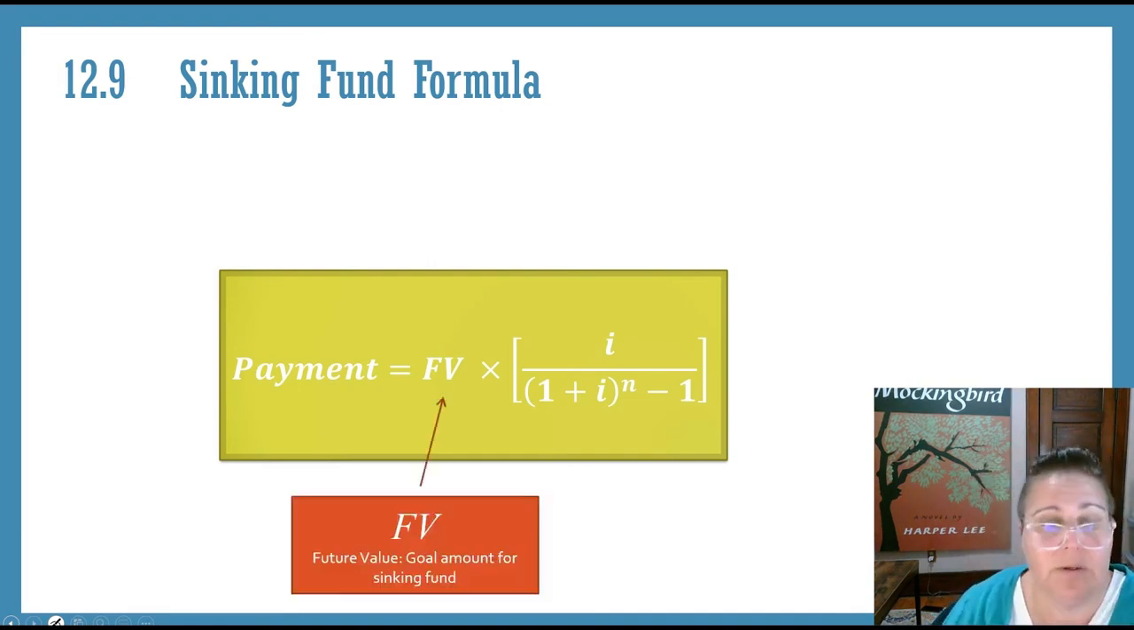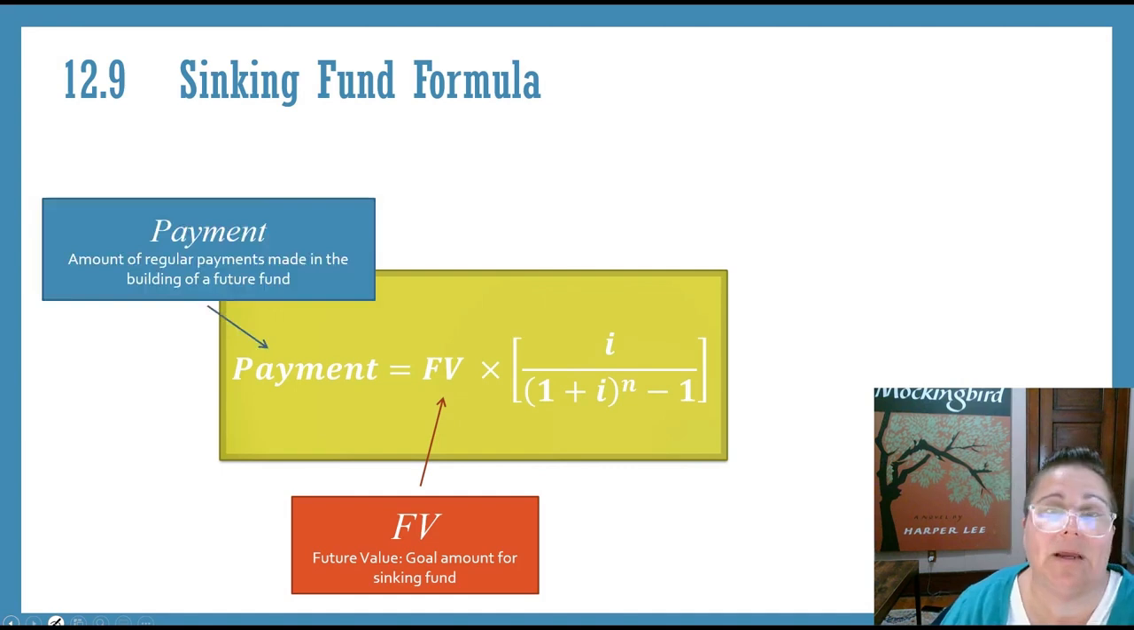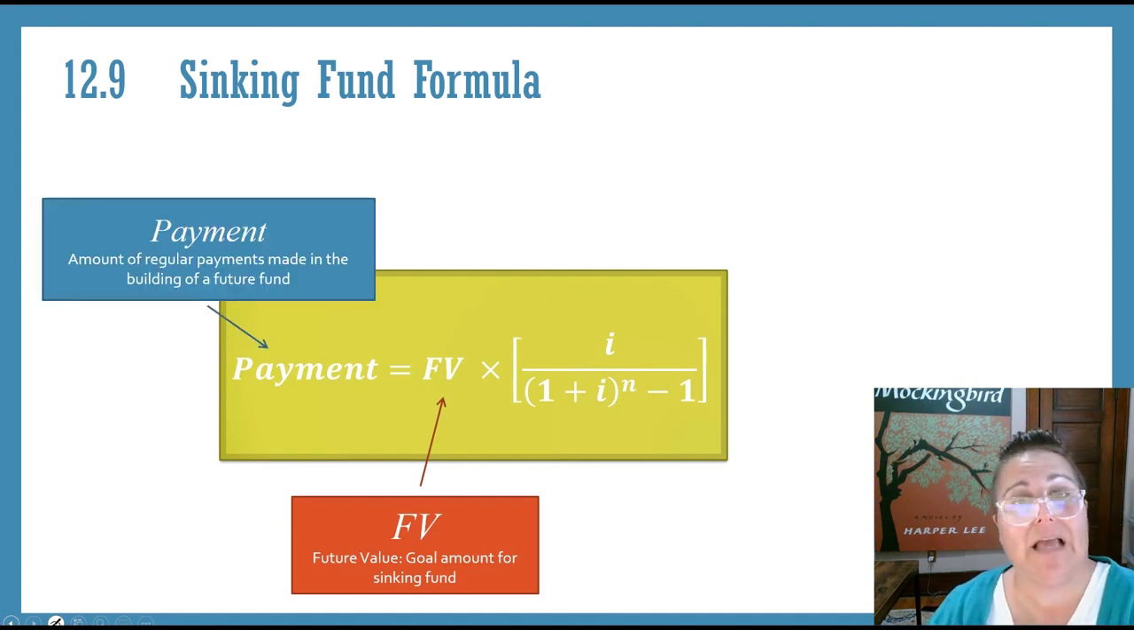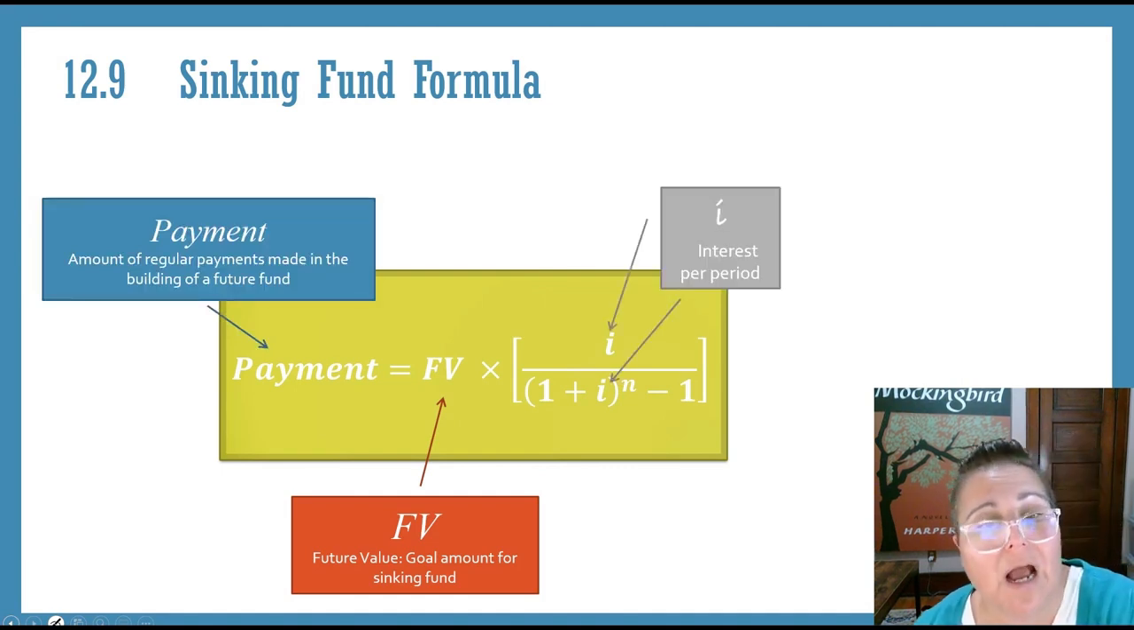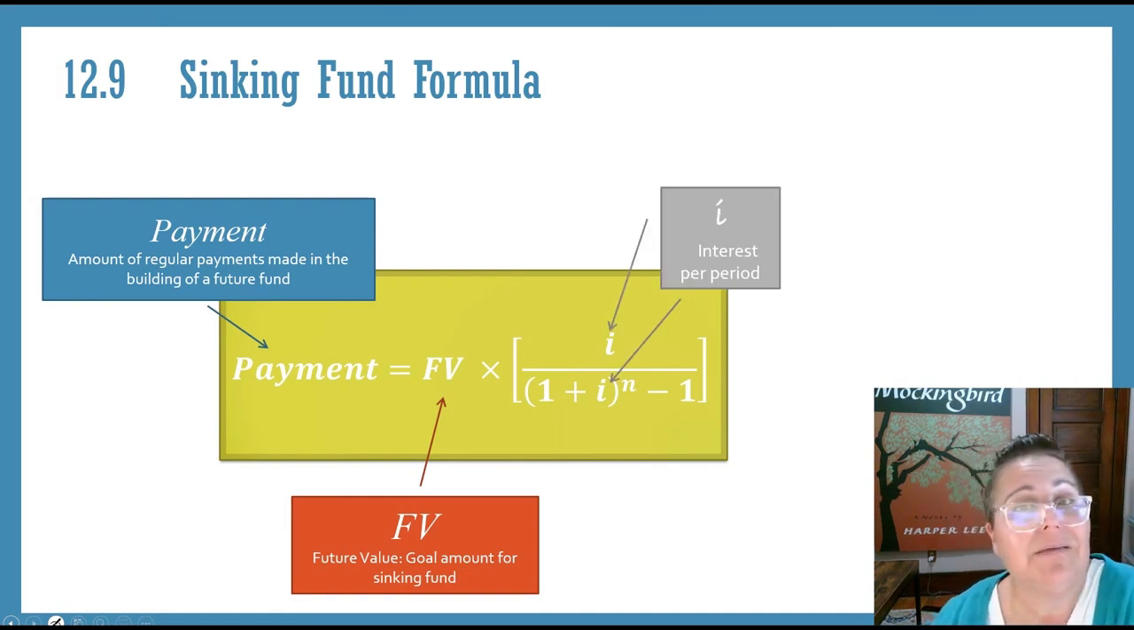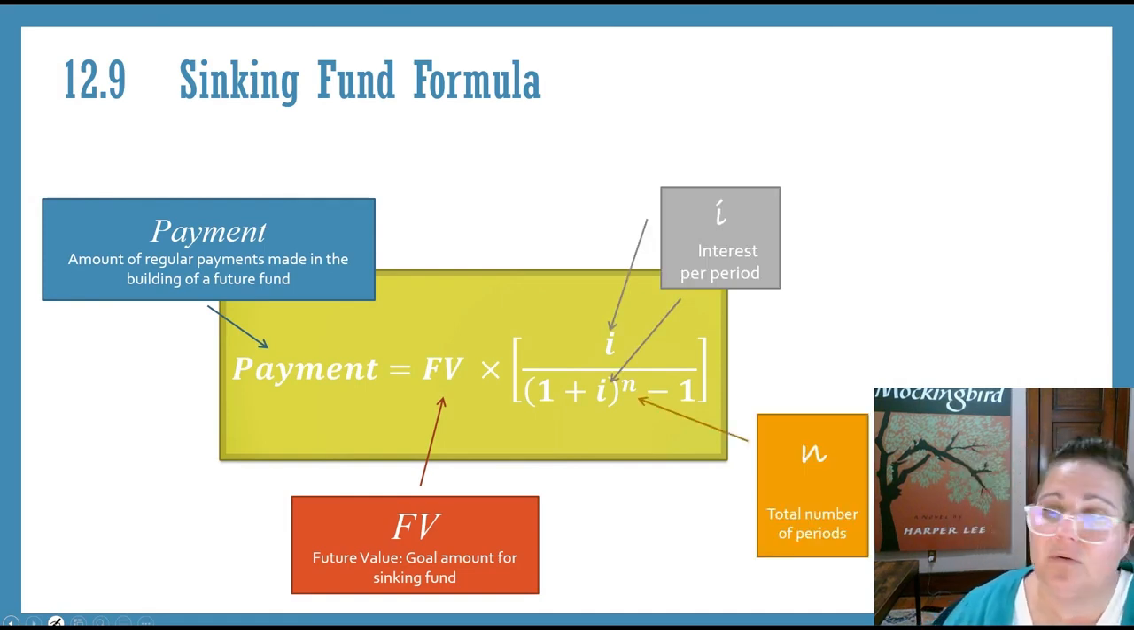So the future value is your goal amount. How much are you saving for? How much do you want to have in the future? The payment is the regular payments that you need to make now in order to have that amount. Your I is the interest per period, same as it has been, and your N is the total number of periods.